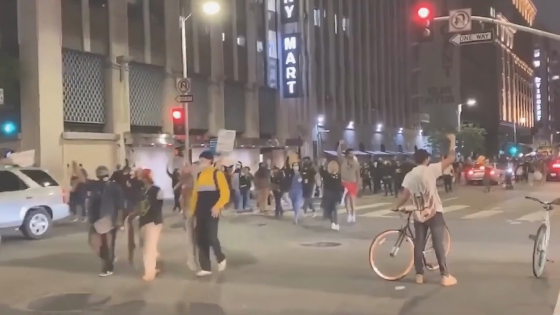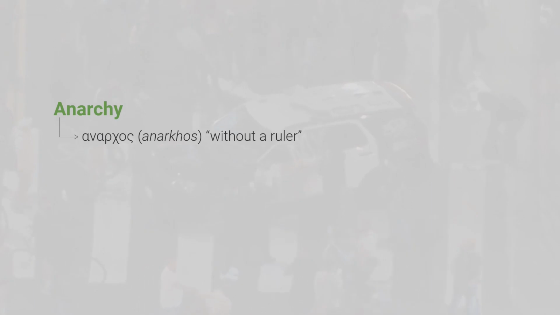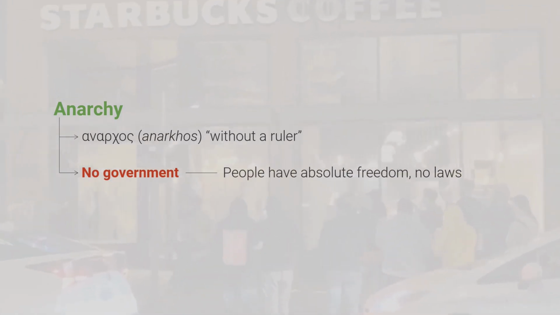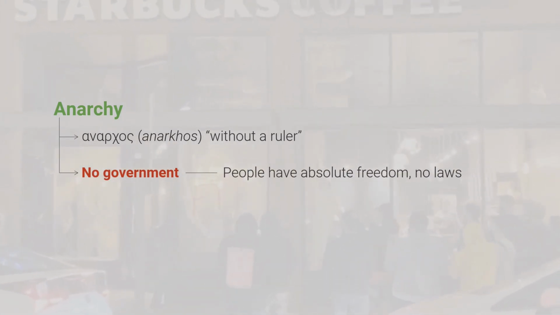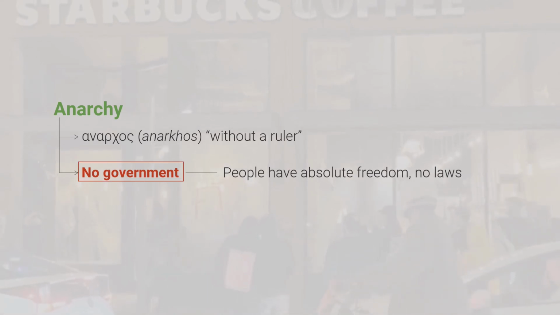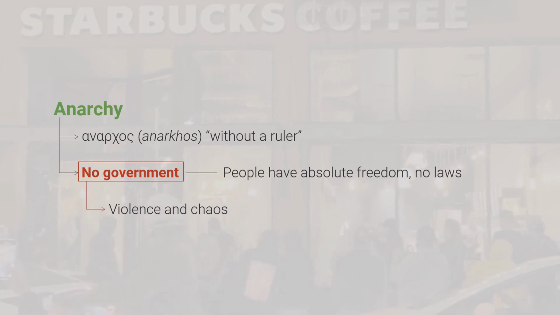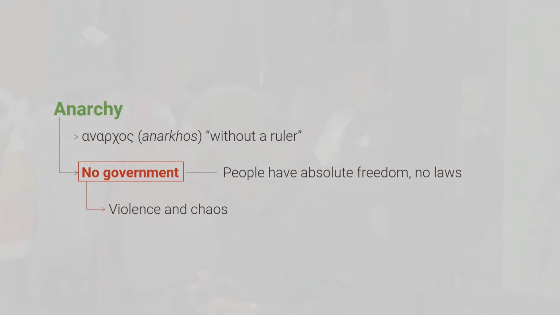And lastly, anarchy. Anarchy comes from the Greek word anarchos, which means without a ruler. Anarchy, then, is a form of government in which there is no government. The people have absolute freedom, and there are no laws that govern them. Anarchy is often associated with violence and chaos, although some anarchists believe that it is possible to have a peaceful and cooperative society without a government.